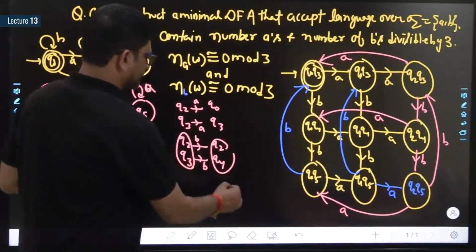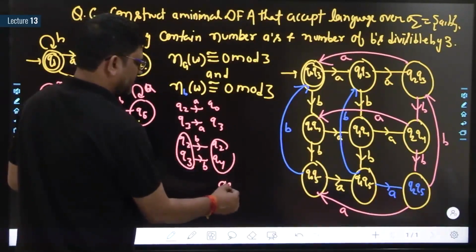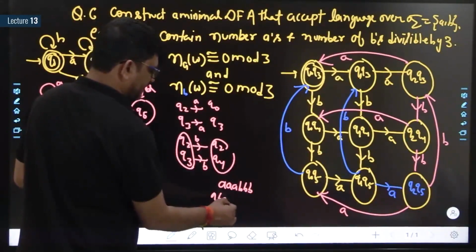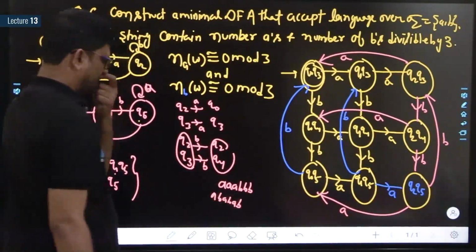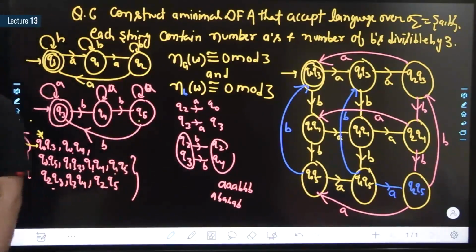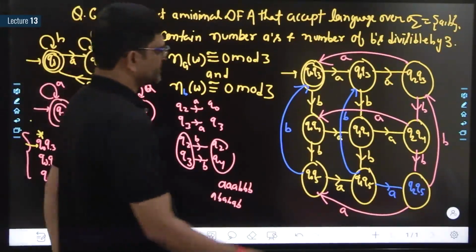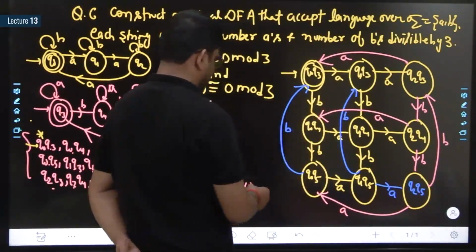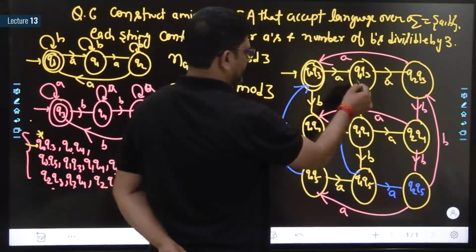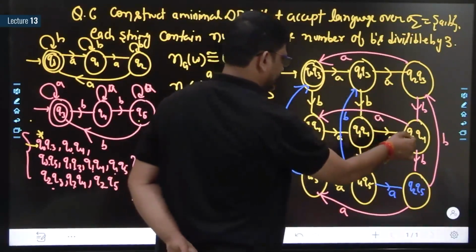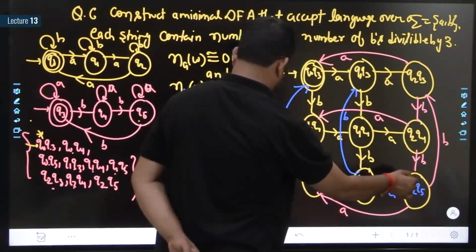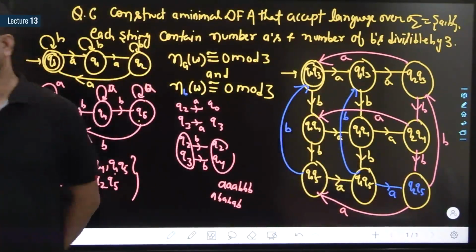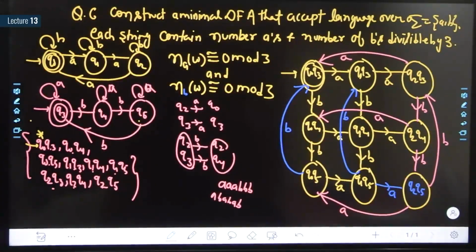Now check. Epsilon is accepted. Triple A, triple B is also accepted. ABABAB is also accepted. Number of A's and number of B's are divisible by 3. Now check for the first string: ABBB. Accepted. Next, ABABAB. Accepted. Now check this question, please.